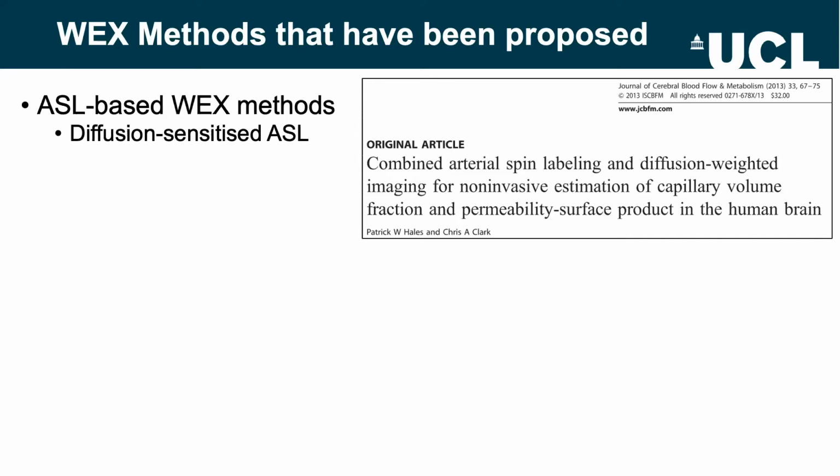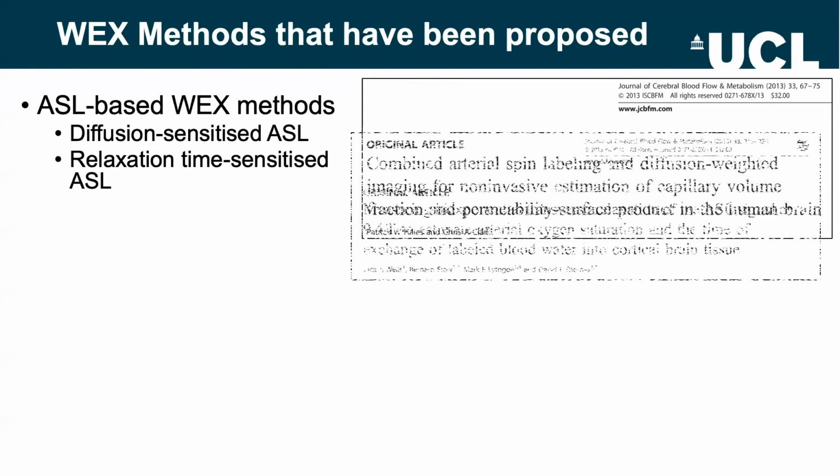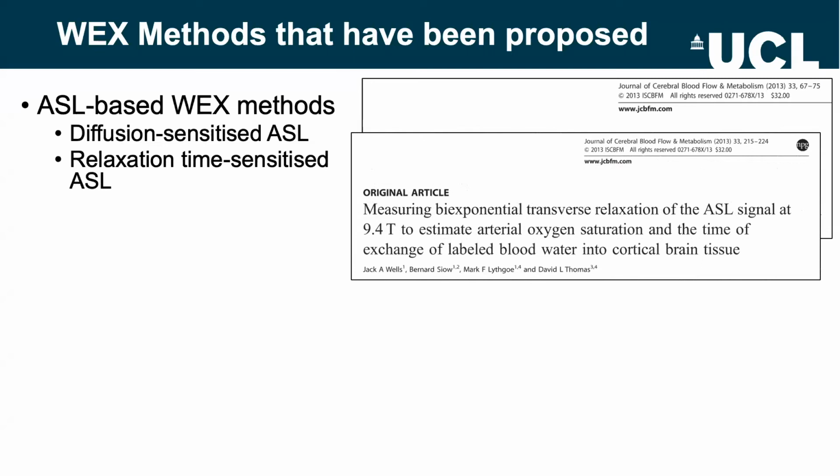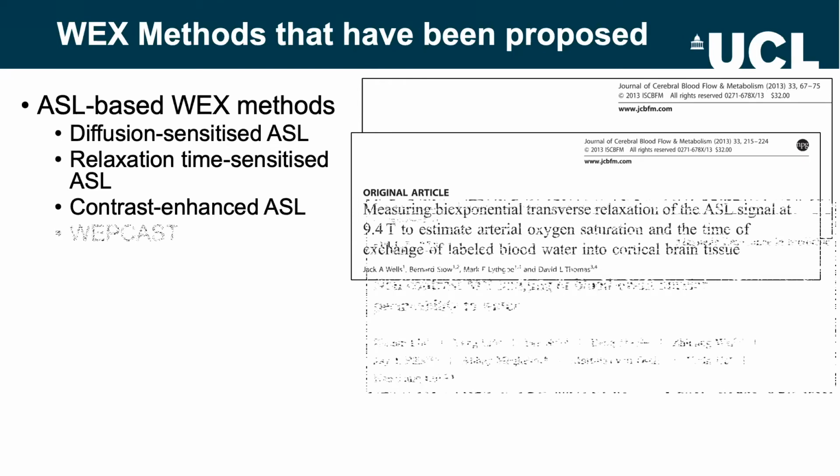You need to introduce additional sensitization to give you enough contrast to noise, and one approach to that is to use diffusion sensitization. Others have used relaxation time sensitization. So in this case, it was looking at T2 combined with arterial spin labeling, taking advantage of the fact that you have different T2s in different compartments.